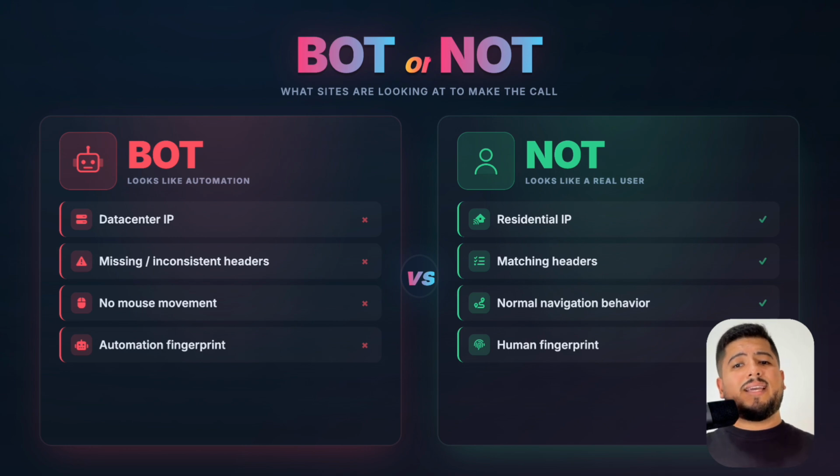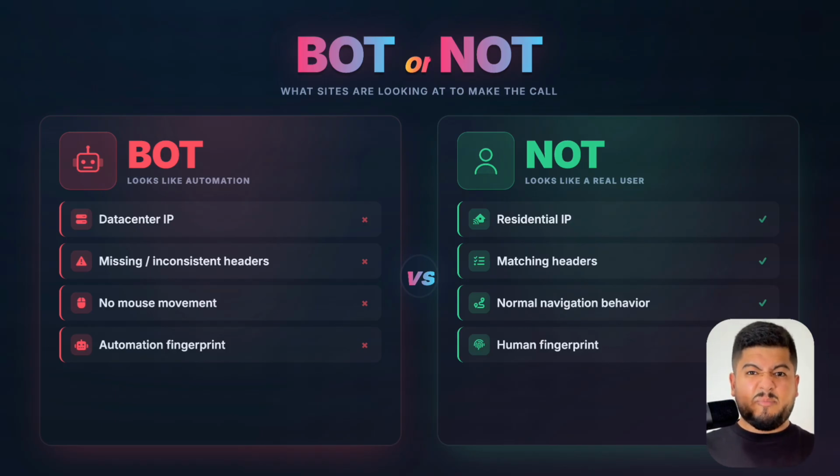On the bot side: data center IP addresses that were already flagged as bots, missing or inconsistent browser headers, no mouse movements or interaction patterns that seem a bit off, and a browser fingerprint that screams automation. On the human side: a residential IP address with a clean reputation, headers that match what a real browser sends, and normal navigation behavior like realistic clicking and typing, besides a very human-like browser fingerprint. The further your script is from that human column, the more likely you are to get a CAPTCHA.